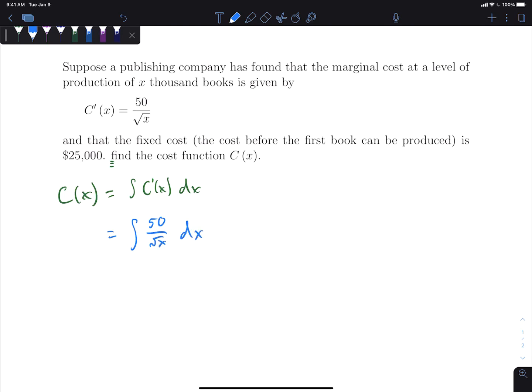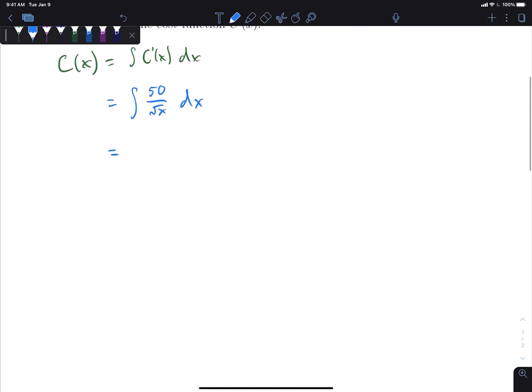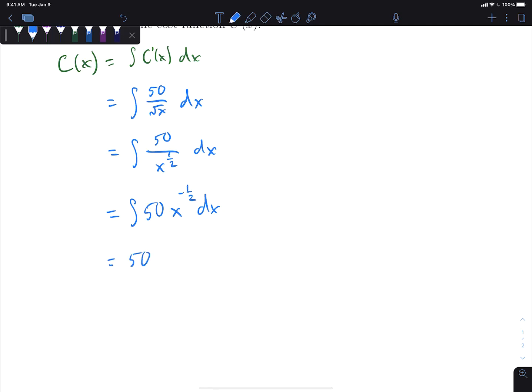And I can't really use it this way, so replace the square root with x to the 1/2. So we have 50 over x to the half dx. Then bring the x to the half into the numerator, making that the integral of 50 x to the negative 1/2 dx. And then at this point, we can just use the power rule. So we have the 50 there. x to the negative 1/2 plus 1 is positive 1/2. And the reciprocal of 1/2 is 2. That goes out front and multiplies. And then plus some constant.